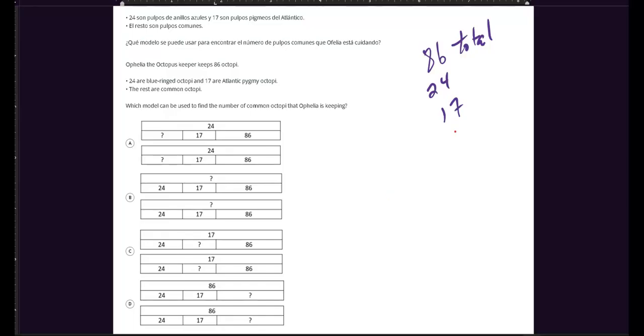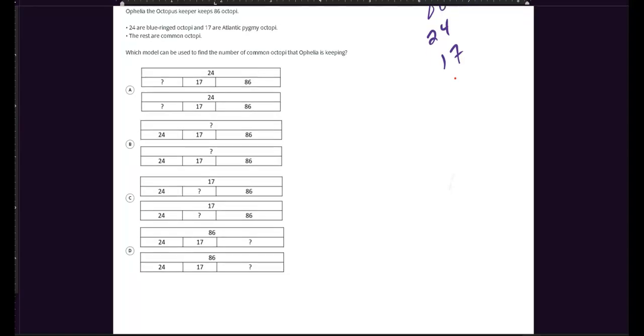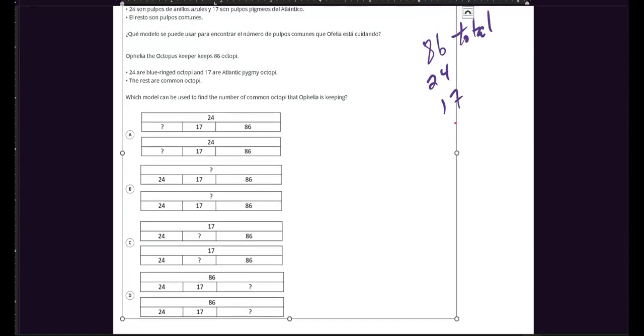Okay, so the octopus keeper keeps 86. 24 are blue-ringed octopi, and 17 are Atlantic pygmy octopi. The rest are common octopi. Which model can be used to find the number of common octopi that Ophelia is keeping? And you have four choices. Okay. So let's start with, it's a strip diagram. We can see that.